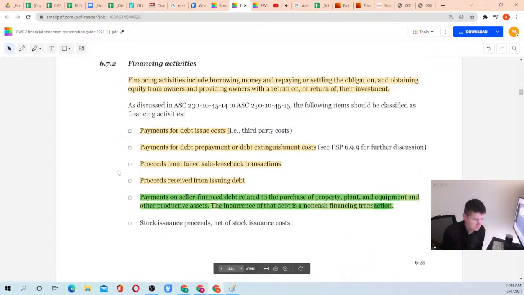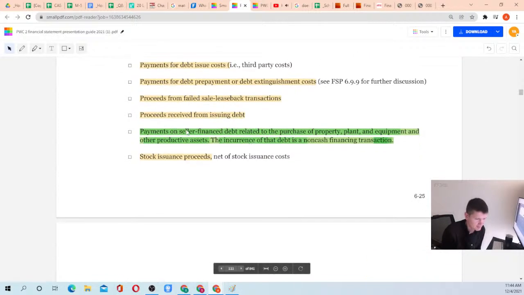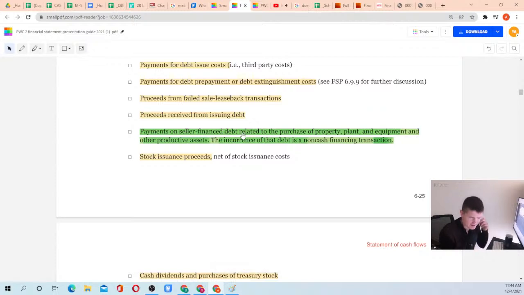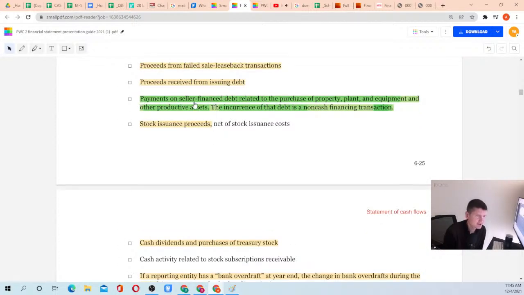On the money. Payment for debt issue costs, payment for debt repayment, proceeds from failed sale leaseback transaction. I don't really know what this failed sale leaseback transaction is. Proceeds received from issuing debt. Payments on seller finance debt related to the purchase of property, plant and equipment and other productive assets. The incurrence of that debt is a non-cash financing transaction. So there is an interesting situation with the seller's finance debt.